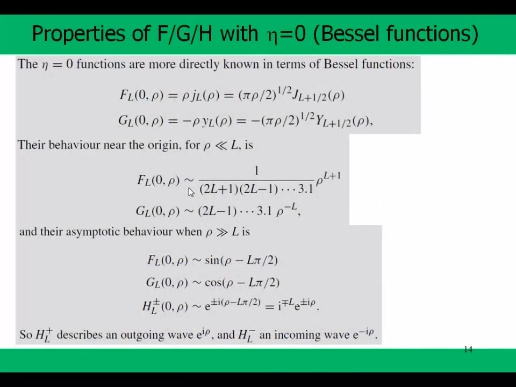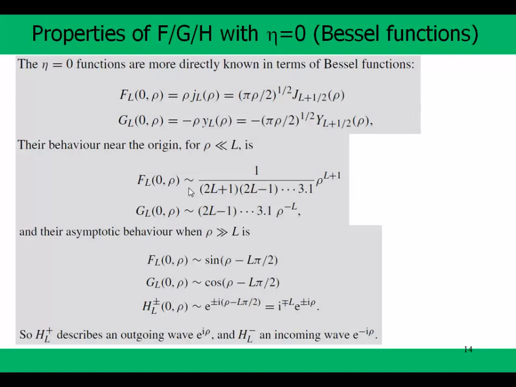Okay, so properties of these functions when the Coulomb parameter is 0. Now, as I pointed out, they depend on the spherical regular and irregular Bessel functions, and they have certain known behavior at the origin, and they go asymptotically at large distances as sines and cosines. This is what you're familiar with without the Coulomb.